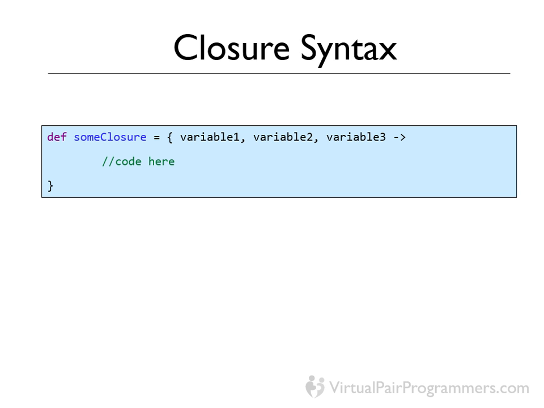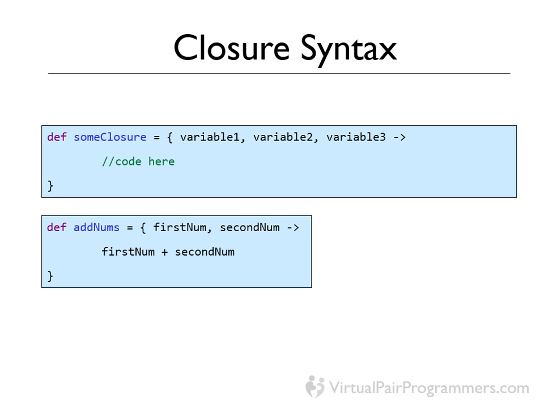For example, if we wanted to write a code block which would add 2 numbers together, it would look something like this. So I've defined a variable called addNums. I've set it equal to a code block which takes 2 parameters called firstNum and secondNum, and then the code simply adds those 2 together. You might remember from the chapter on methods that this is equivalent to saying return firstNum plus secondNum. The keyword return is optional when it's on the final line of code, and that's the same here.